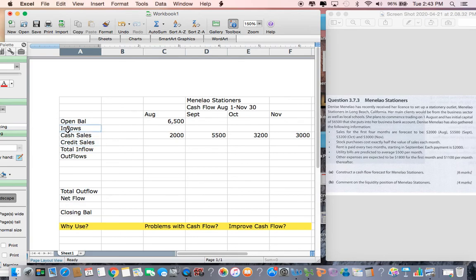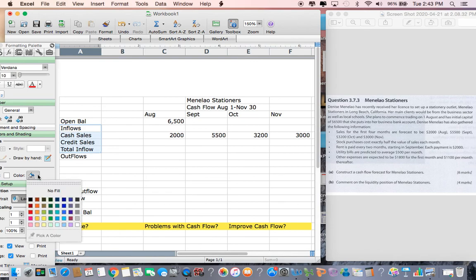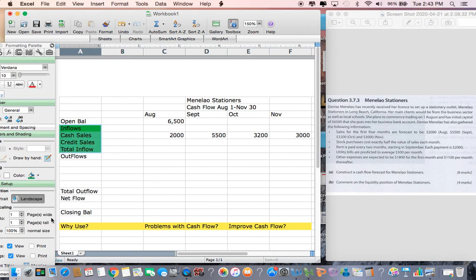So those inflows, let me see if I can do this, sorry. I'll make green, that's good money coming in. So it looks like the total inflow for August, she only has $2,000 coming in from sales or predicted sales. Now I'll go to the outflows. She's got stock purchase, and that is exactly half the value of the sales, so that would be 1,000.